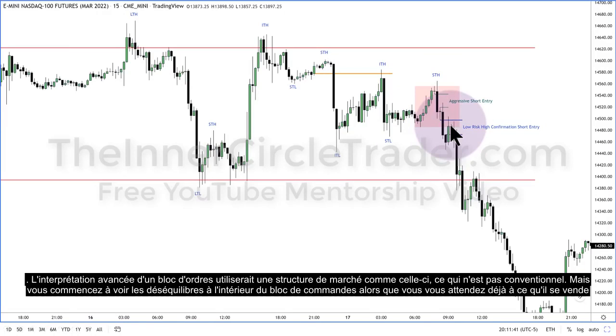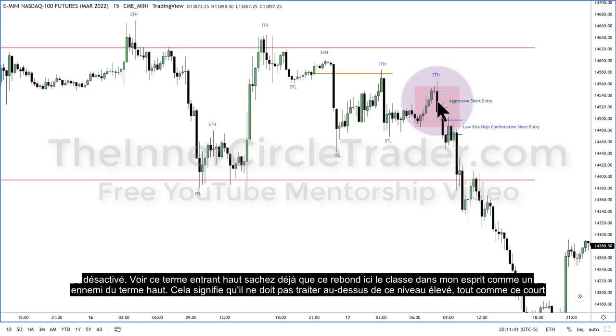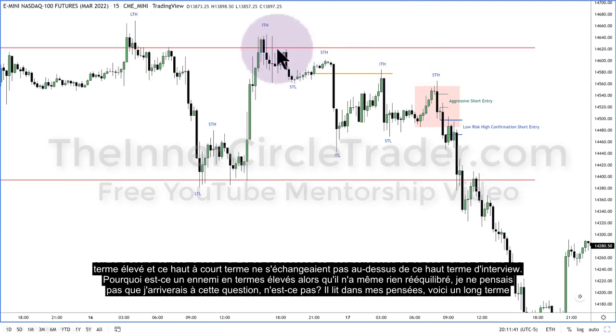The advanced interpretation of an order block would be using market structure like this, which is unconventional, but you start seeing the imbalances inside the order block when you're already expecting it to sell off. See, this intermediate term high, I already know that this rebalance here classifies this, in my mind, as an intermediate term high. That means it should not trade above that high. Just like this short-term high and this short-term high did not trade above this intermediate term high.